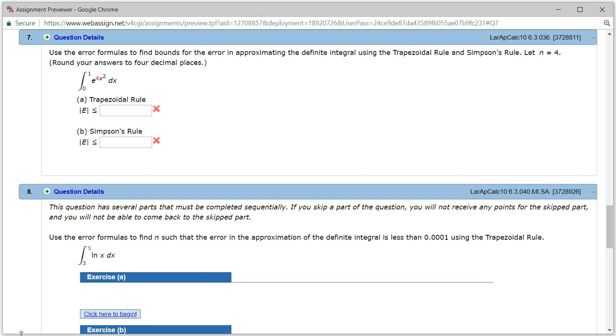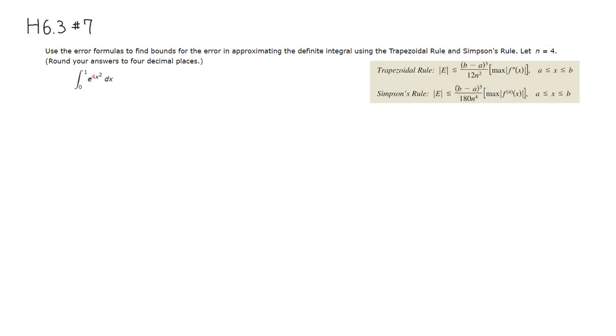Alright, let's look at homework 6.3, problem number 7. We're going to find the error bounds for the Trapezoid rule and the Simpson's rule. Alright, so let's do that. I already put the formulas over here.